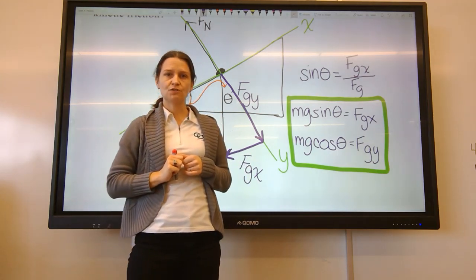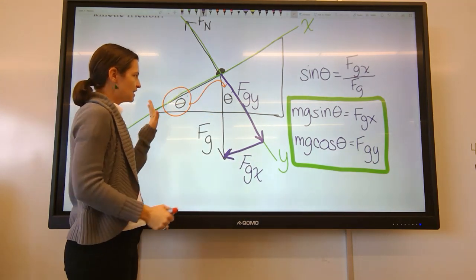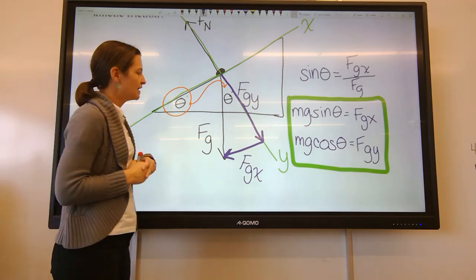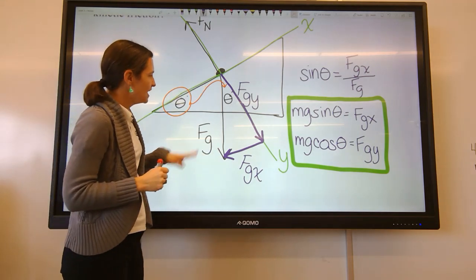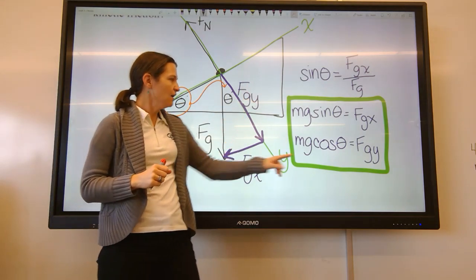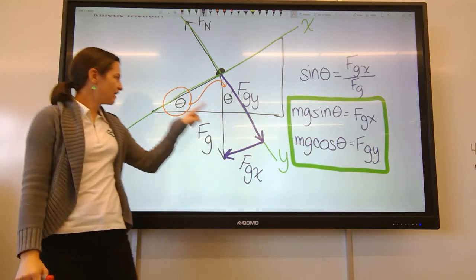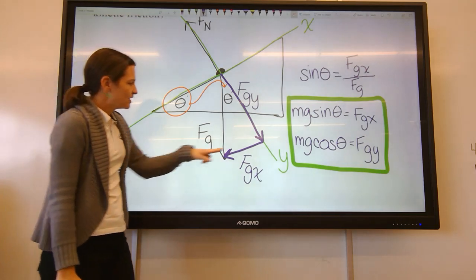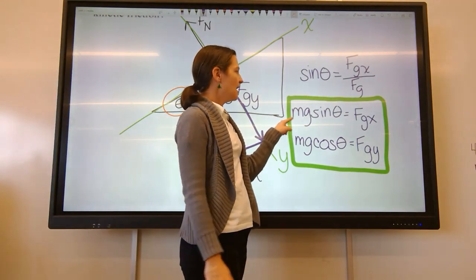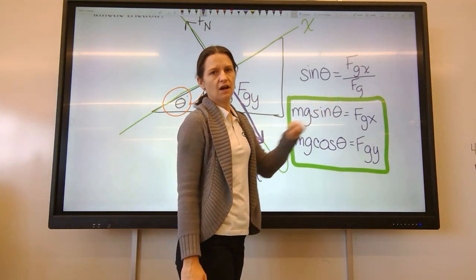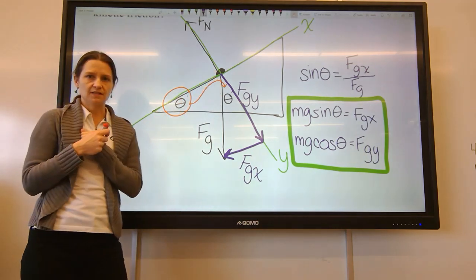Now we have some general relationships here. Anytime we have a setup like this with something on an inclined plane, we can take the force of gravity and split it into components. We can find FGY. It's mg cosine theta of the angle of the incline. And we can find FGX. It's just going to be mg sine of the angle that makes up the incline.